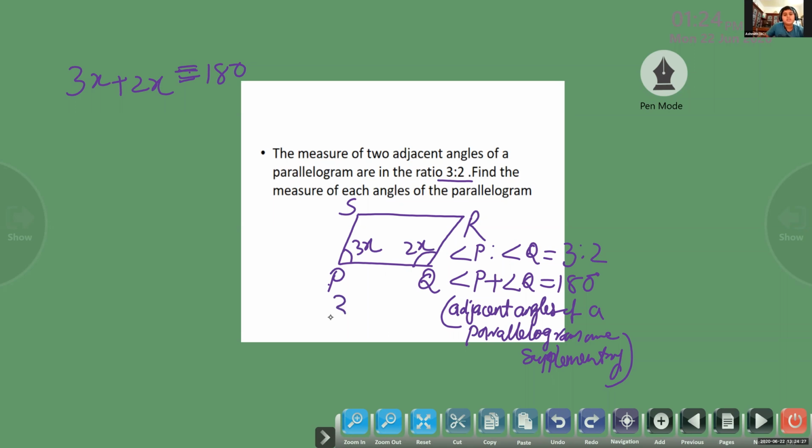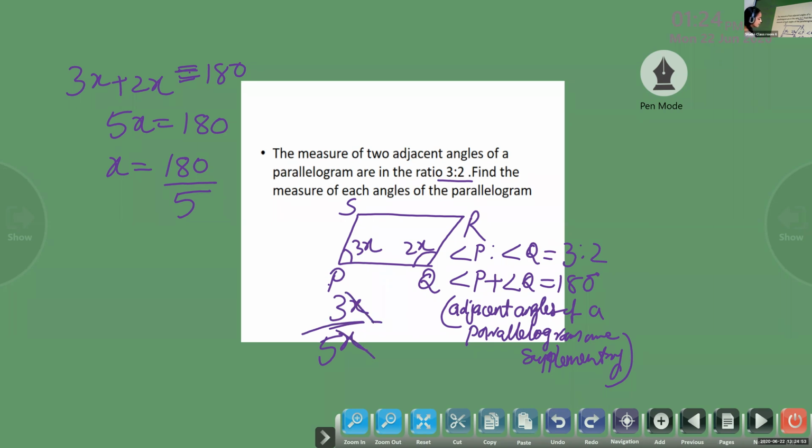So 3x plus 2x is 5x. 5x equal to 180. So x is equal to 180 divided by 5. If a ratio is given, we take the measurements by multiplying by some variable, because after 3x and 5x, cancelling the x, we get the ratio 3:5 in that way. So x is 36.